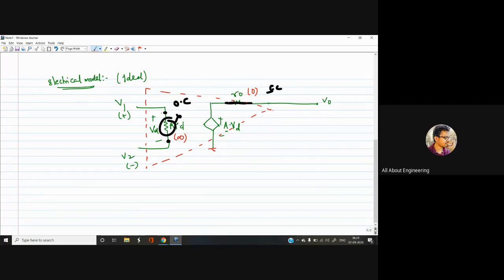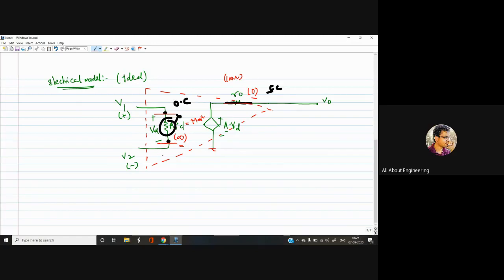In the ideal case, you draw the same diagram by removing this resistor and shorting the output terminal. But in the practical case, there would be some input impedance which is very, very high, in the order of mega ohms, and output impedance which is very, very low, in the order of 100 ohms or something like that. It's very important to remember these typical values so that you get a feel. This is a dependent source, so depending on the input differential voltage, the output would vary.